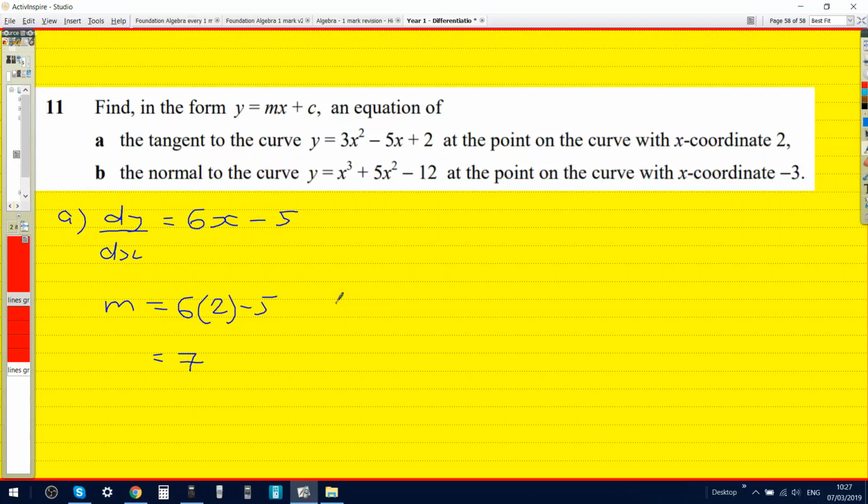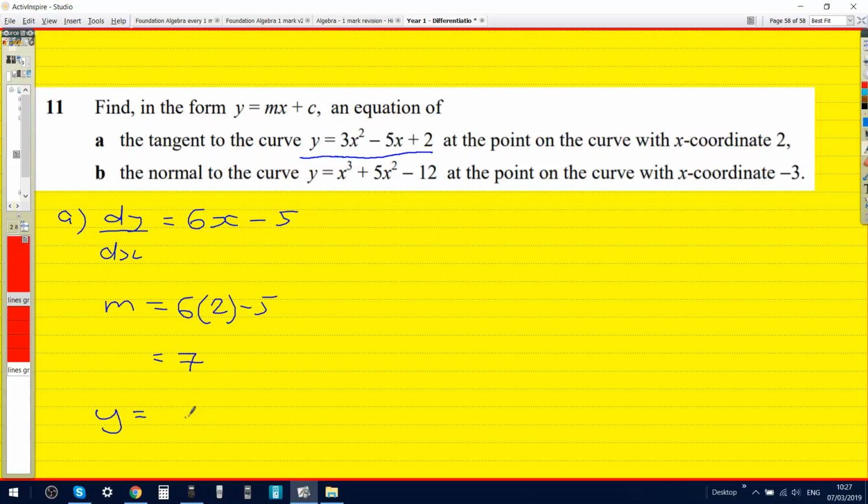The question gives us a formula for finding the y coordinate. Oh, right, yeah. y equals mx. So 7 times 2. Well, you don't know what c is. Put the x coordinate into the original equation.